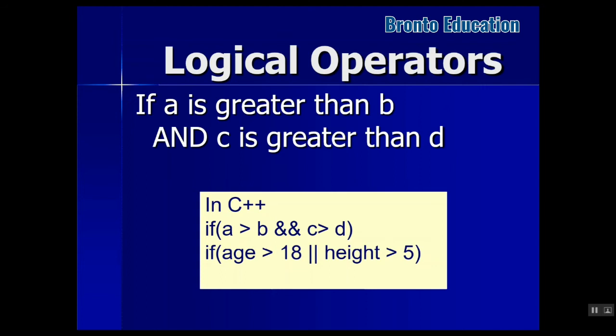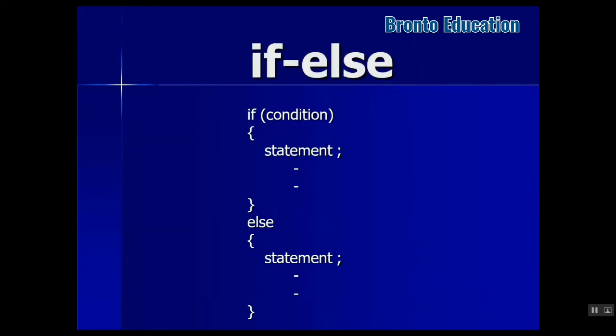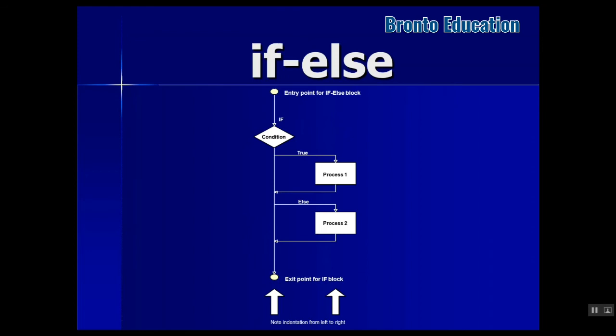We will see in the example. If A is greater than B and C is greater than D, here both should be correct. If age is greater than 18 or height is greater than 5, even if only one is true, your statement will be processed. So these are the operators that we have studied before. This is the if else statement: if condition, then your statements, else another statement. If the condition was false, then the else statement will be processed. Otherwise, else will not be processed. Here is the flowchart. If the condition was true, then process 1. Else it will go to the else part.